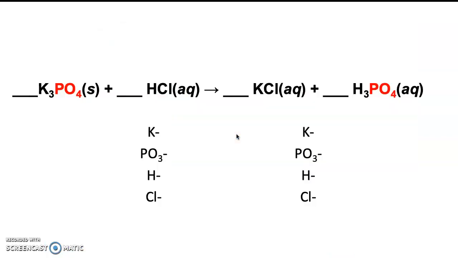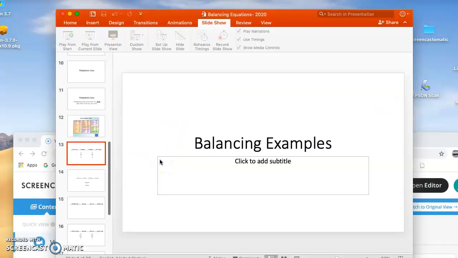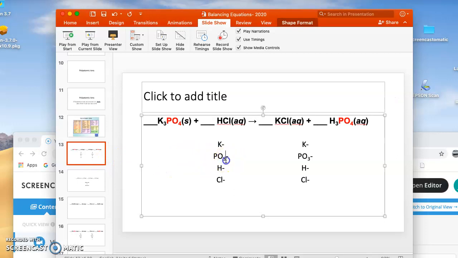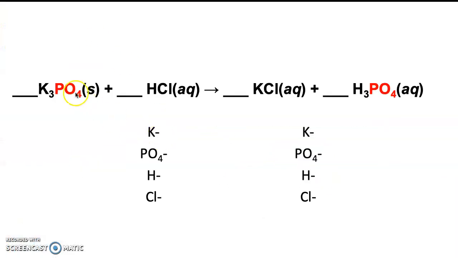Okay, so let's look at the first problem here. As you notice, we have K3PO4 plus HCl yielding KCl plus H3PO4. So we have a PO4 on this side, and we have a PO4 on this side. Now, I realized in the list right here, change this to 4. Okay, phosphate, phosphate.